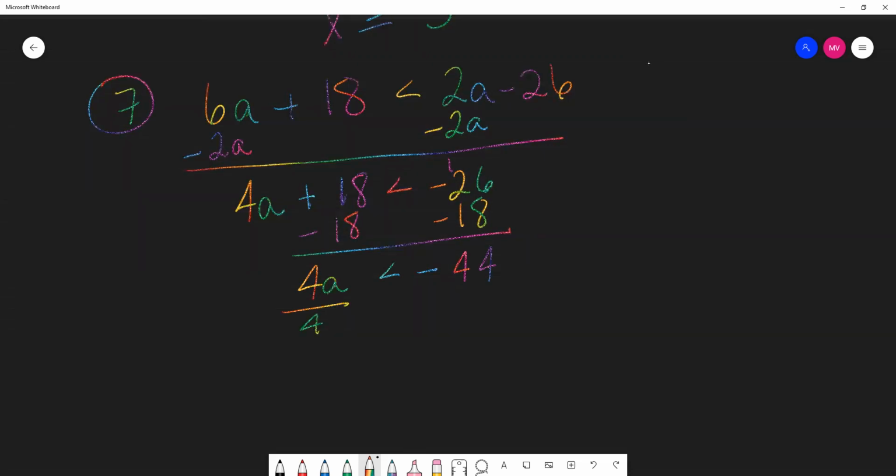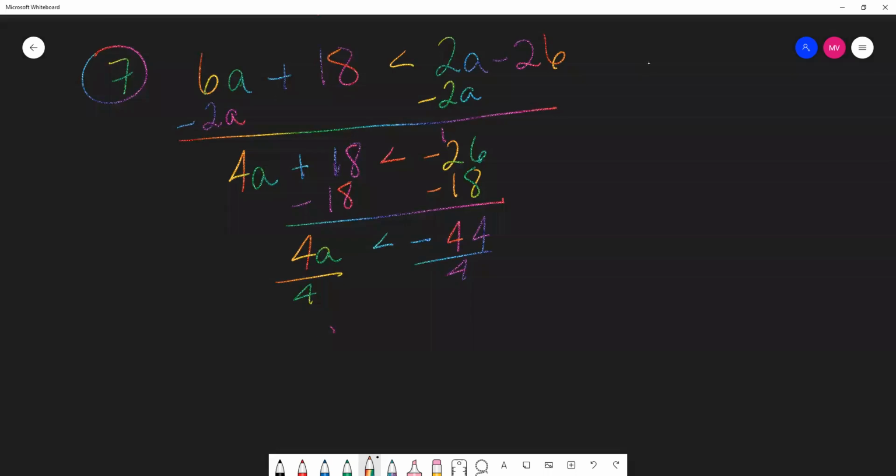Okay. And then our final answer is what? Yeah, -11. But because it's the negative 44, because it's the numerator that is the negative, we're not dividing by a negative, we do not change our inequality. So last step, graph it.